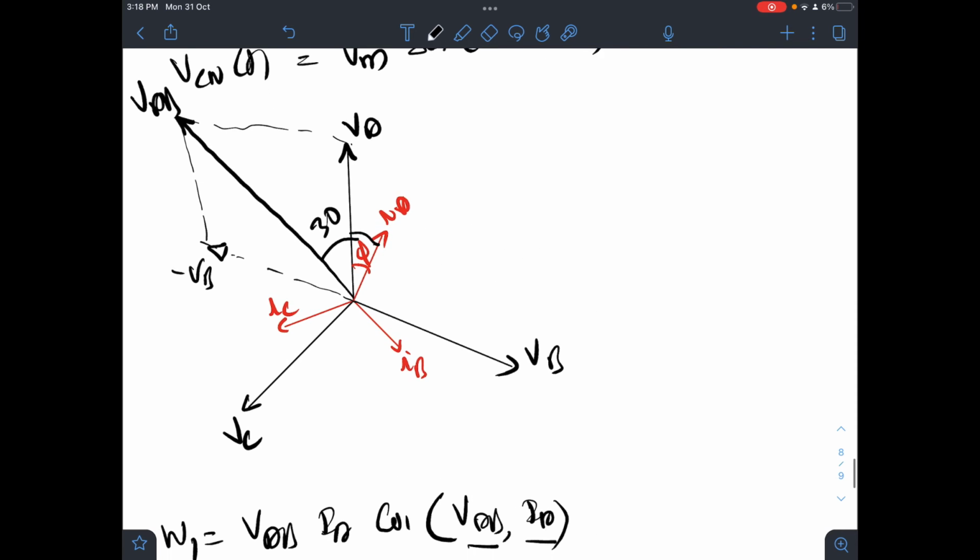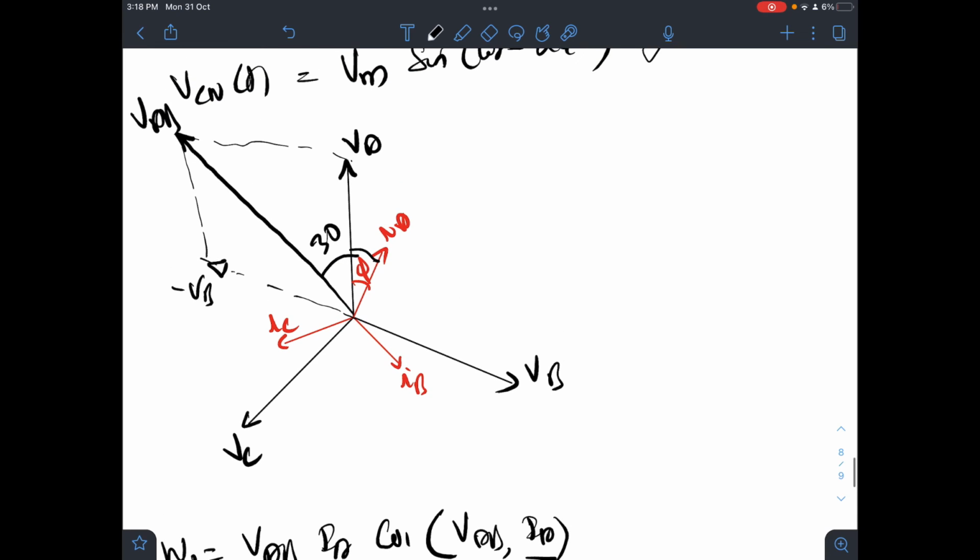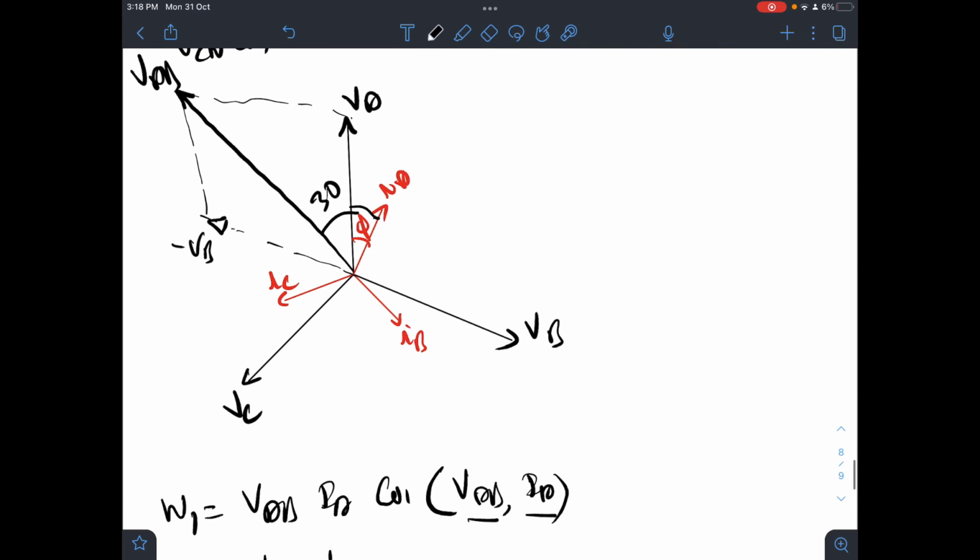What is that angle? For that we should find out VCB. VCB is VC minus VB. So VC is here and VB is here. My VCB will be equal to VC plus minus VB. So minus VB I already have. With that, if I make the parallelogram here, I will get my VCB.